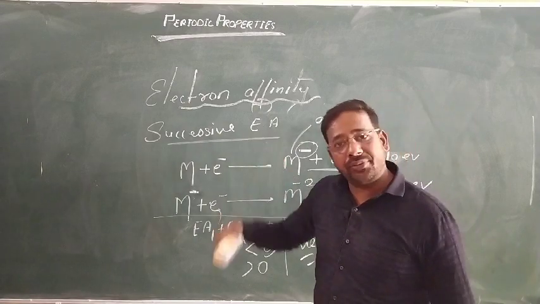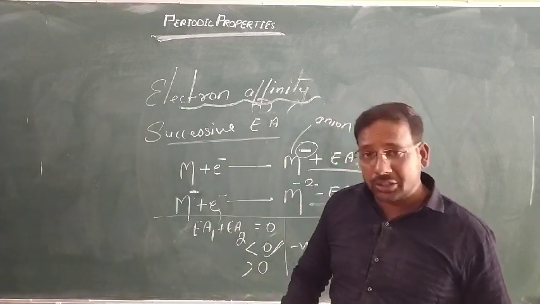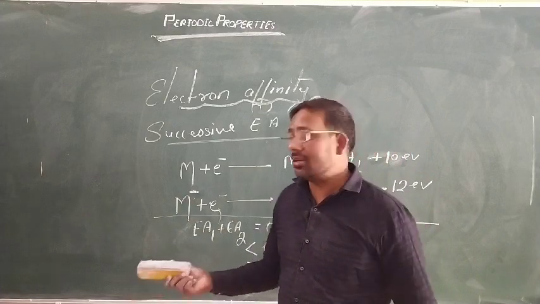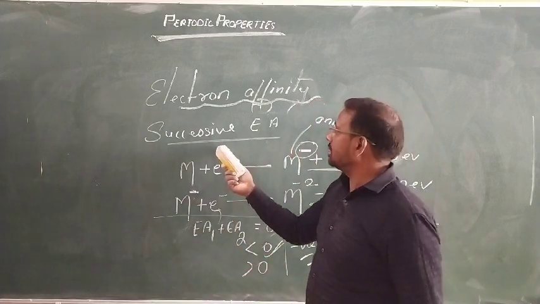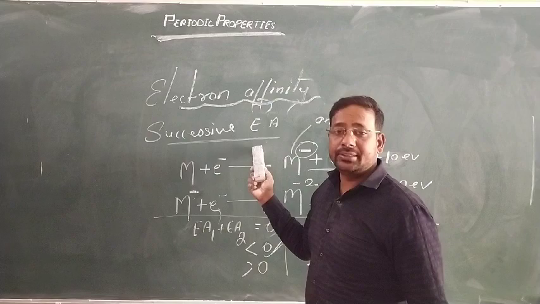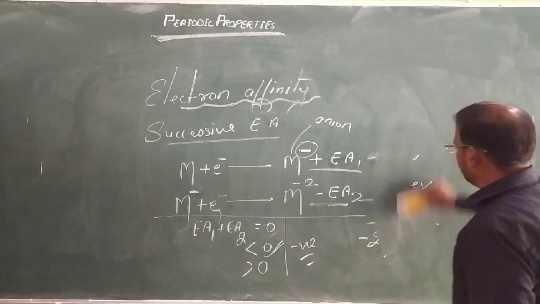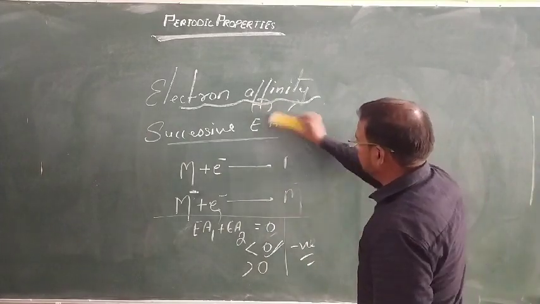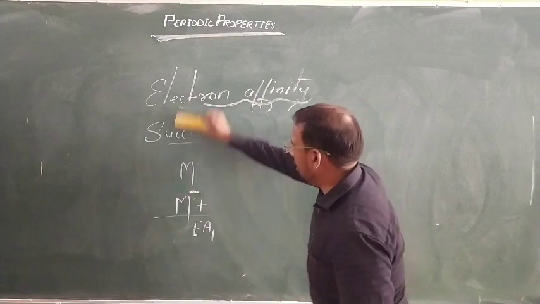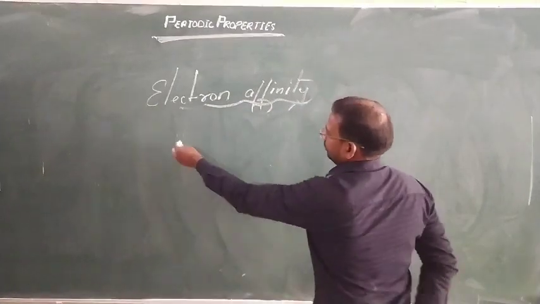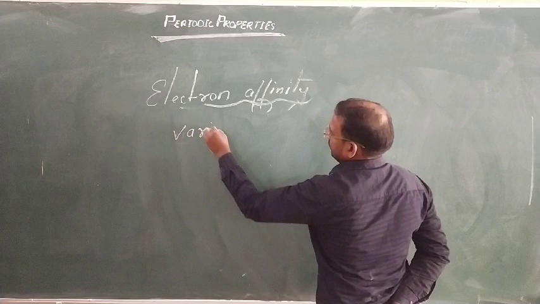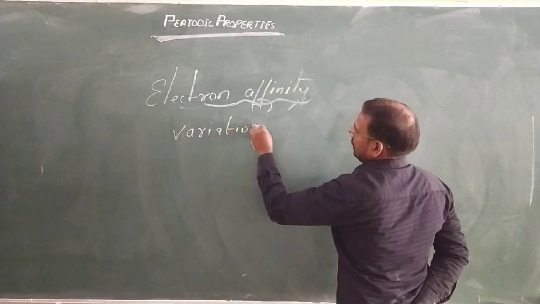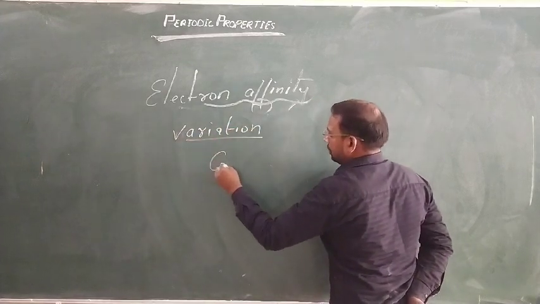So what is the electron affinity? What is the unit of electron affinity? And also we have discussed the successive electron affinity. Now we will talk about the variation. So first we will talk about the variation in a group.